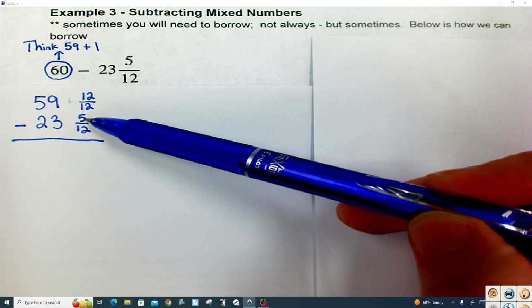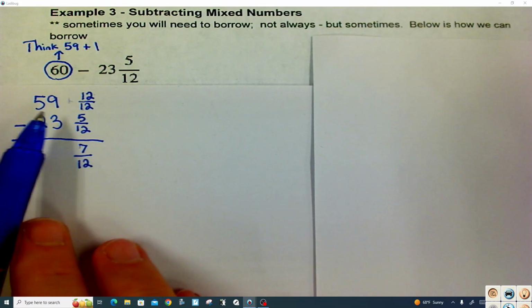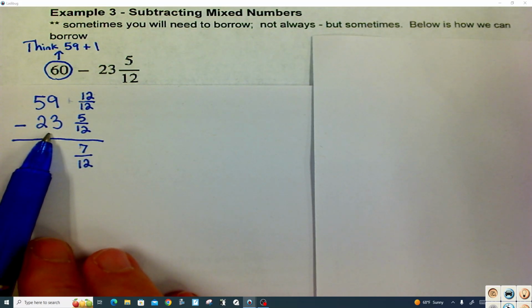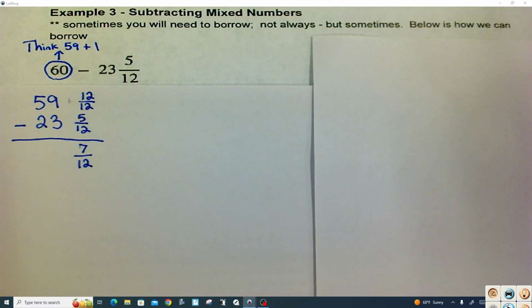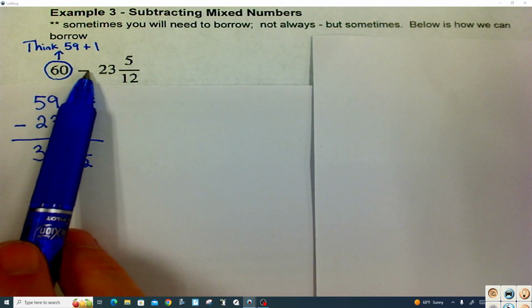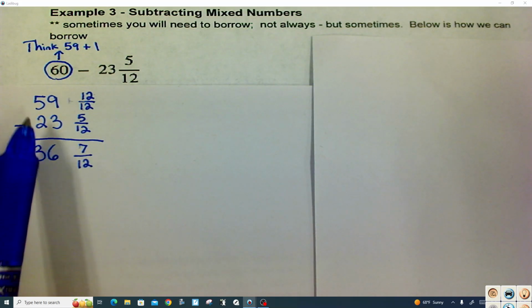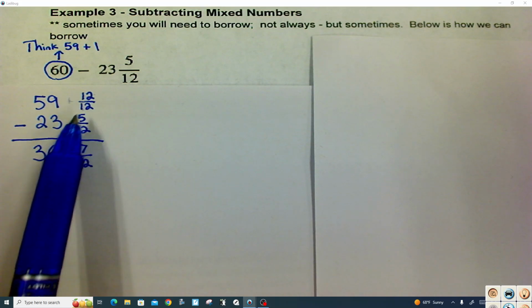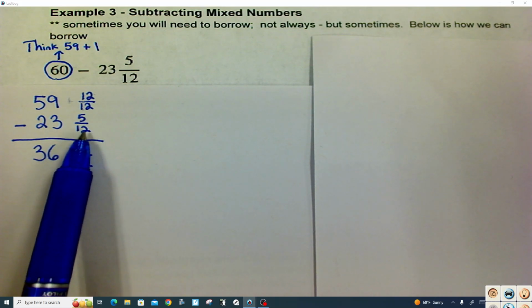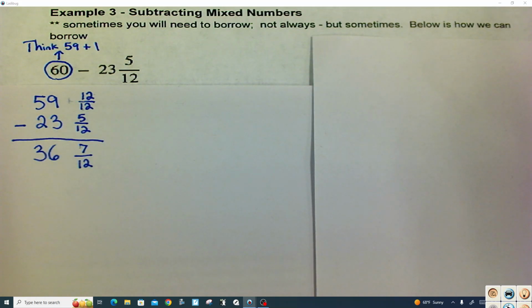12 minus 5 is 7. And we keep the same denominator. 59 minus 23 is going to be 36. And there you have it. That's how we can get by with the situation of 60 minus a mixed number. We just need to borrow from that 60, and that 1 that we borrow is going to turn into a fraction. Just look at the other fraction's denominator, double up on it, and you'll be okay.